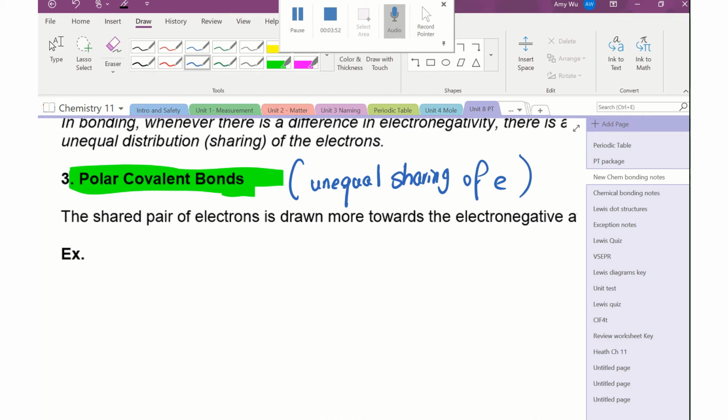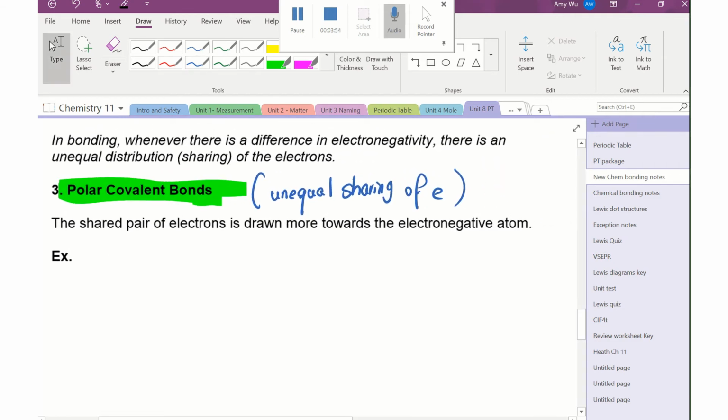So the definition for polar covalent bond is that the shared pair of electrons is drawn towards the electronegative atom. Let's say there are two atoms, and one of them is more greedy for electrons, so they are not sharing equally. Here we're going to talk about the classic example again, HCl. There are two atoms, not the same kind of atoms. One is more greedy for electrons, and the other one is not. So there's an unequal sharing of electrons.